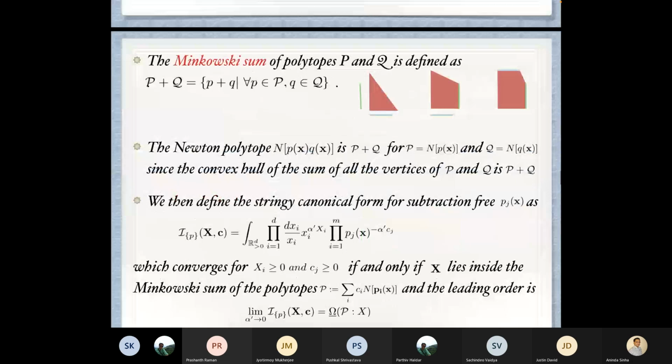So the Minkowski sum has a very nice connection with the Newton polytope. If I take a couple of polynomials P and Q, and I look at the Newton polytope of PQ, then it turns out that the result is a polytope which is the Minkowski sum of the Newton polytope of P and the Newton polytope of Q.